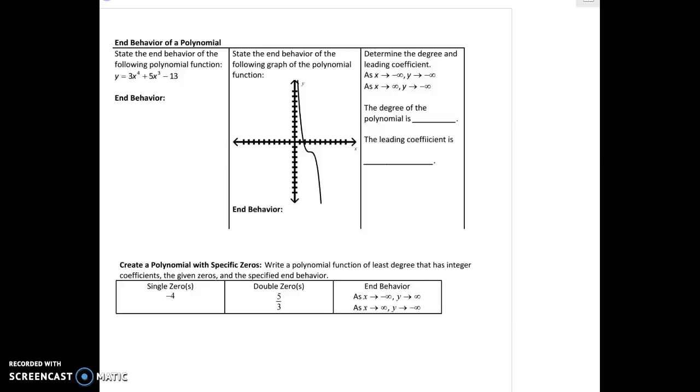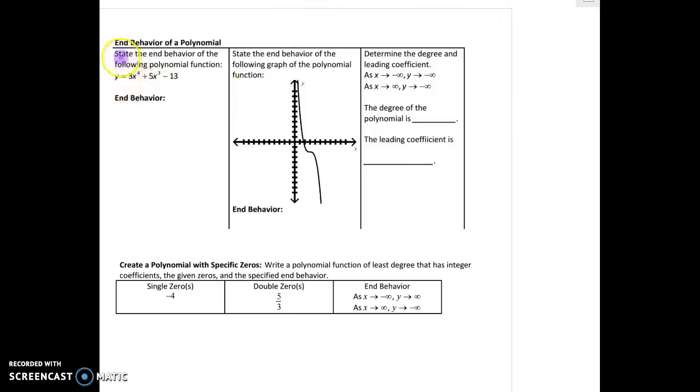All right, I want you guys to know end behavior of a polynomial. There are three different ways you can look at it. You can look at it from a function, from a graph, or just look for the end behavior statement itself. Let's go ahead and get started. Remember, there are four different types of polynomials.